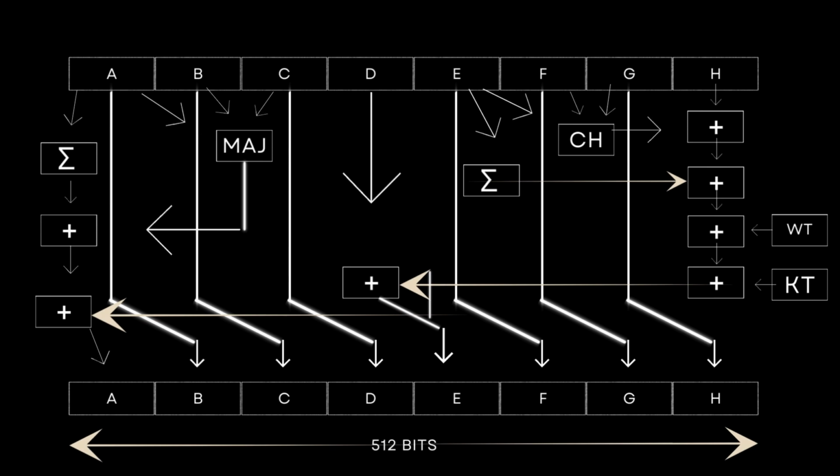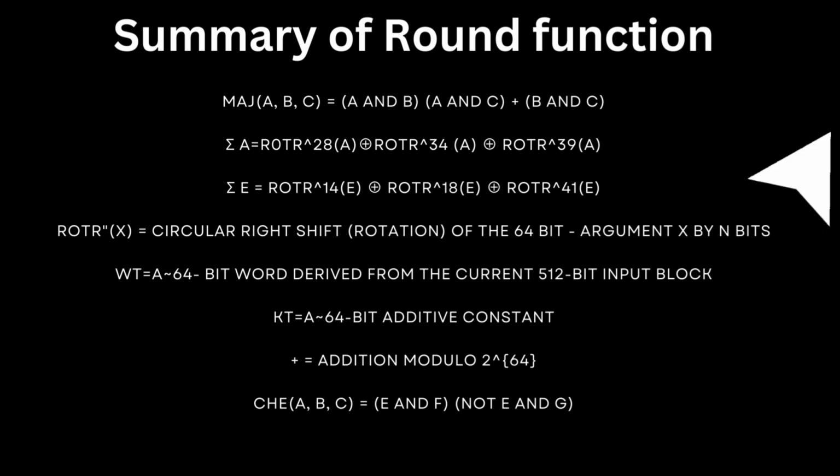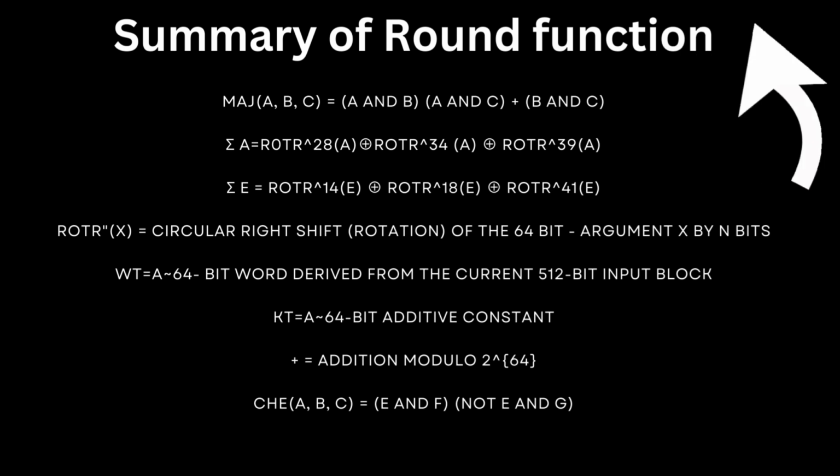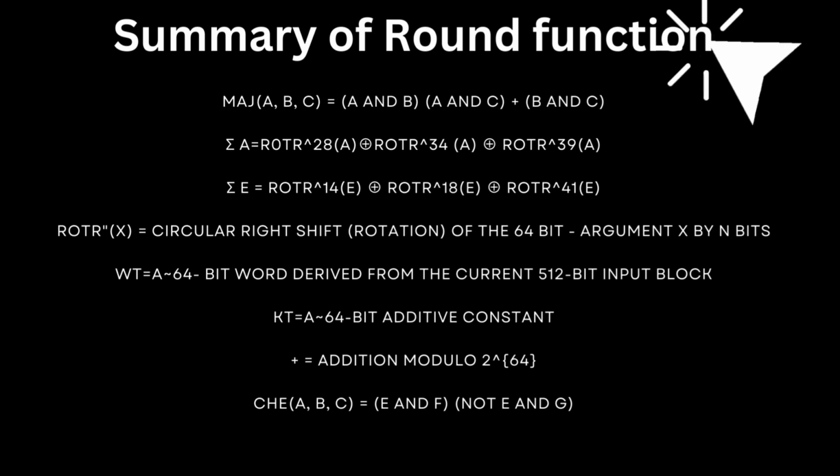The sixth step involves the word updates. After applying the logical functions and bit operations, the registers A, B, C, D, E, F, G, H are updated based on the calculated values. This updating process ensures that each round contributes to the transformation of the input data into the final hash output.